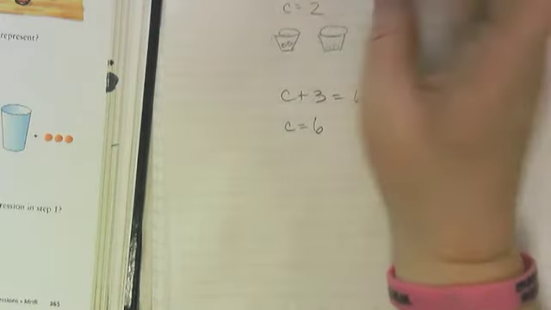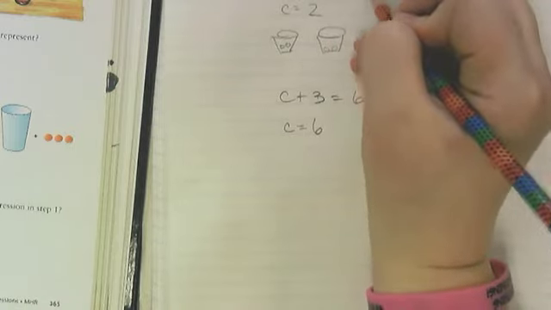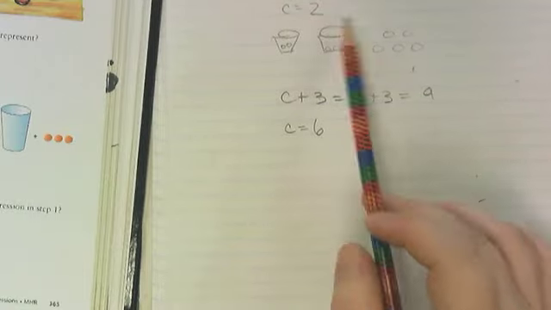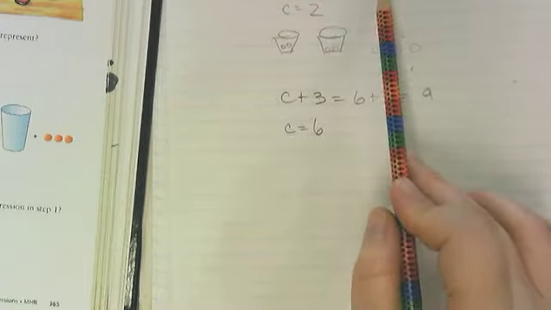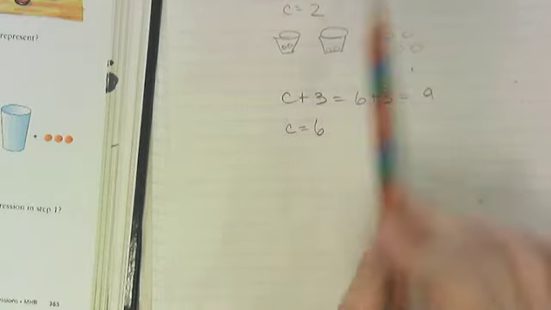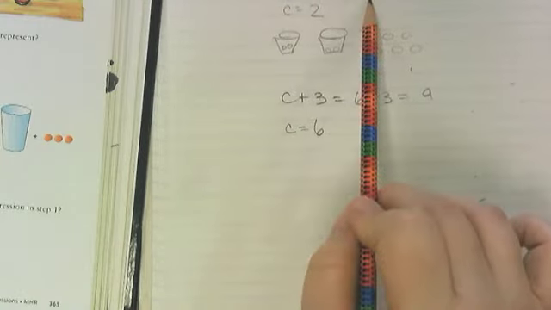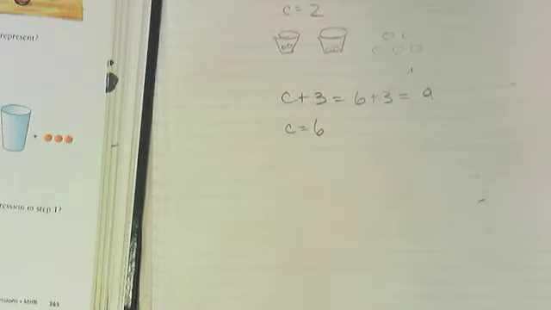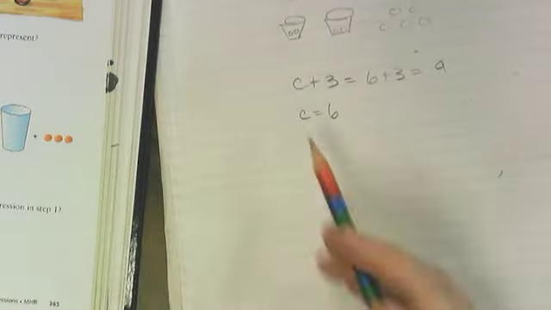12, 17. So if C equals 6, then 2C plus 5 equals 17, because 2 times 6 is 12, plus 5 equals 17. What's 2 times 6? 12. Add 5 to that. 17.